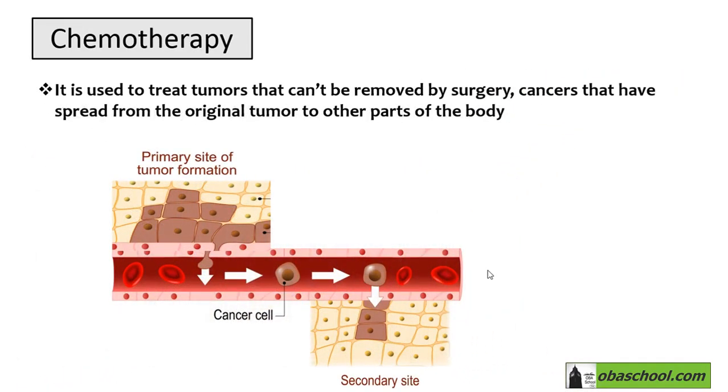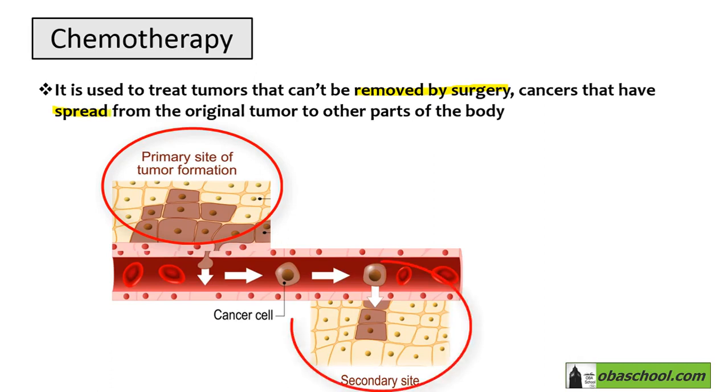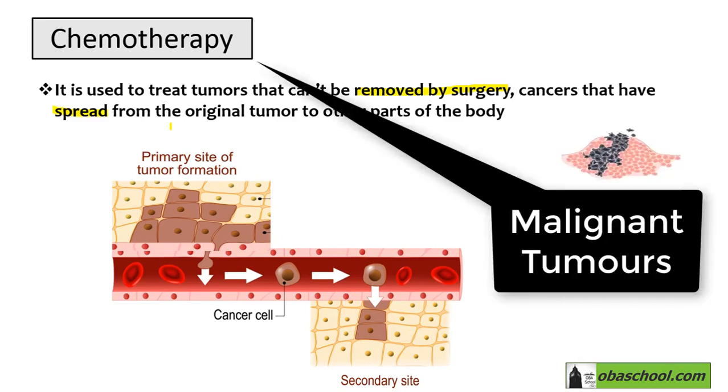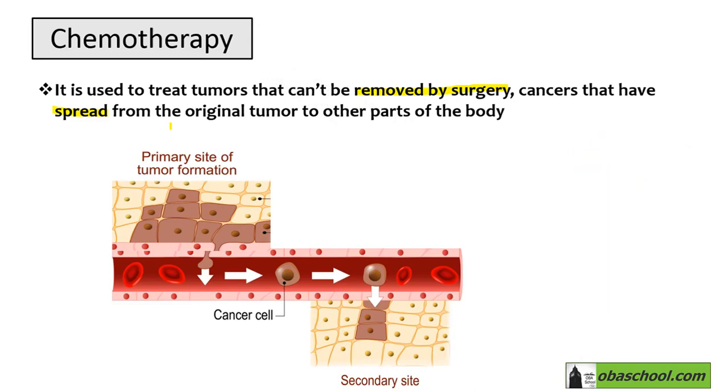But when do we use chemotherapy? Chemotherapy is used to treat tumors that cannot be removed by surgery. What I meant to say is that chemotherapy treats cancers or tumors that have spread from one site or location to another inside the human body. So, chemotherapy is used to treat malignant tumors, or cancerous tumors, that have spread.